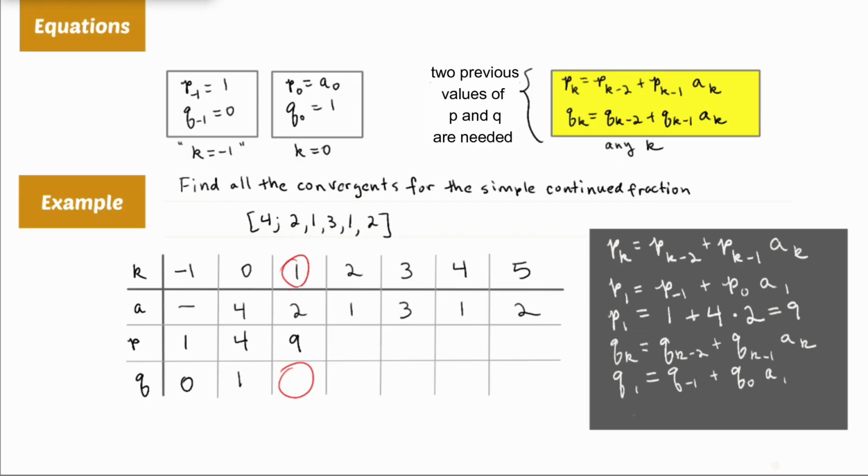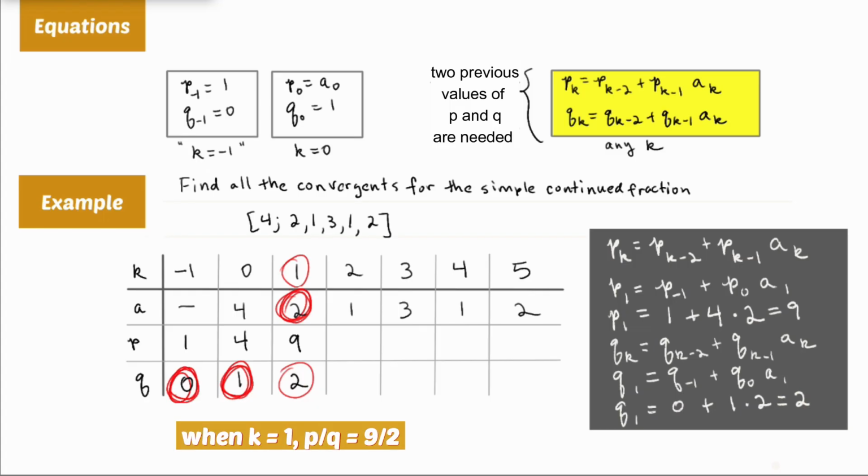When we substitute values, q sub 1 equals 0 plus 1 times 2. This is the 0, q sub minus 1. This is the 1, q sub 0. And this is the 2, a sub 1. 0 plus 1 times 2 is 2, so we can put 2 in the spot for q sub 1. Our second convergent, when k equals 1, is 9 over 2.